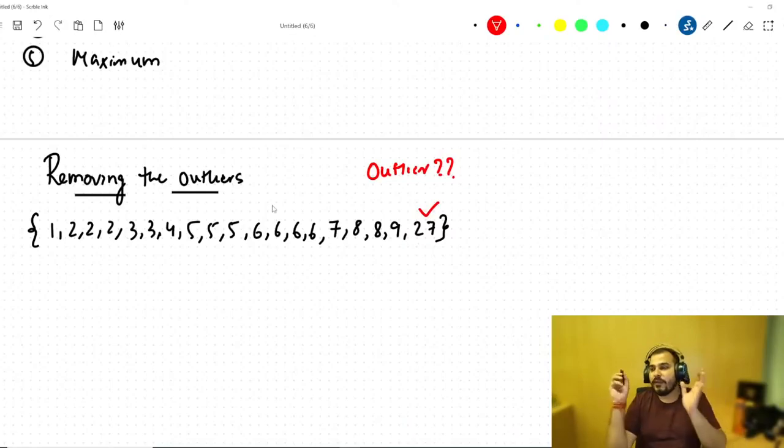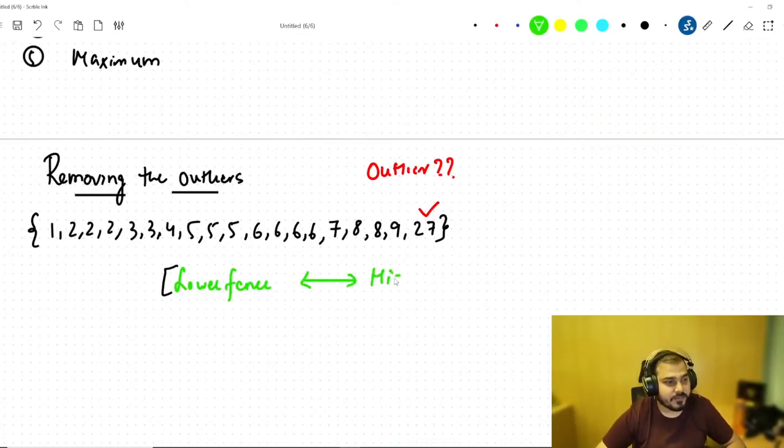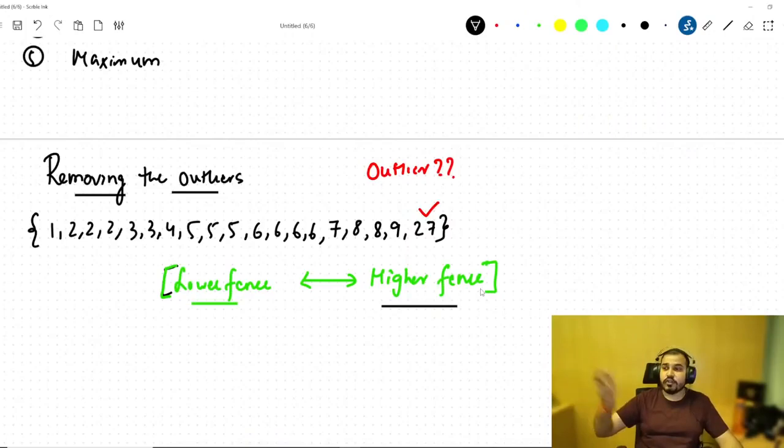Always understand, guys, whenever we need to remove an outlier, we really need to define a lower fence. Let's consider that I'm going to define a lower fence, and then I'm going to define a higher fence. The values that you have over here will be between lower fence and higher fence. That basically means all the numbers above the higher fence will be outliers. All the numbers below the lower fence will be treated as outliers. It should have both higher and lower.